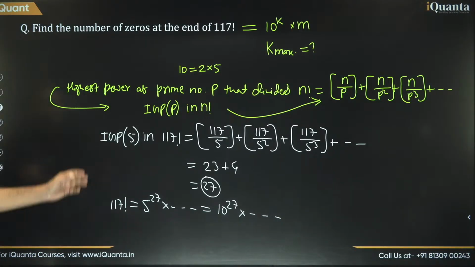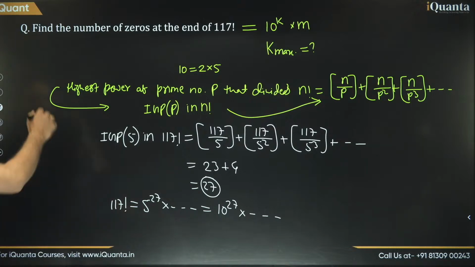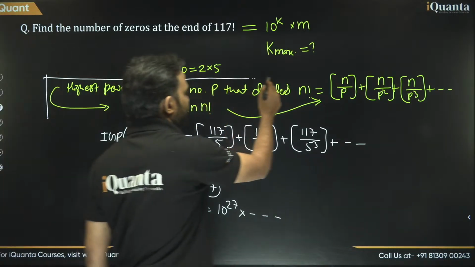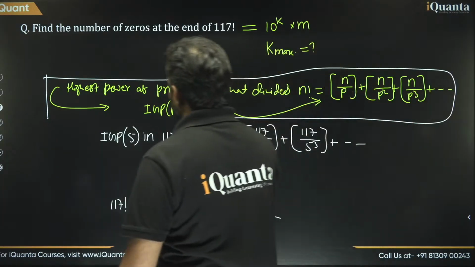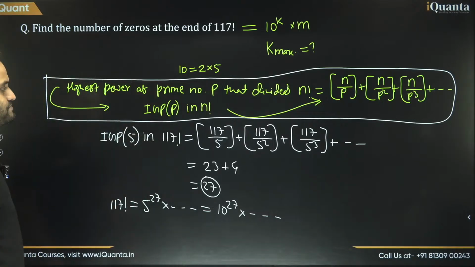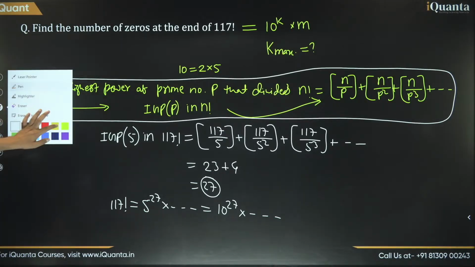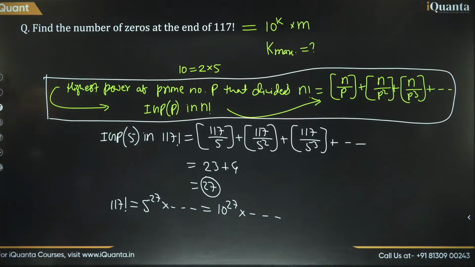Shardul, yes, this is the formula. As I said, for any prime number p, the highest power of prime number p that divides n factorial is this. One of the few questions that can be done orally. Yes, that is correct, Ayushman. All right. Let's move on to the next question then.